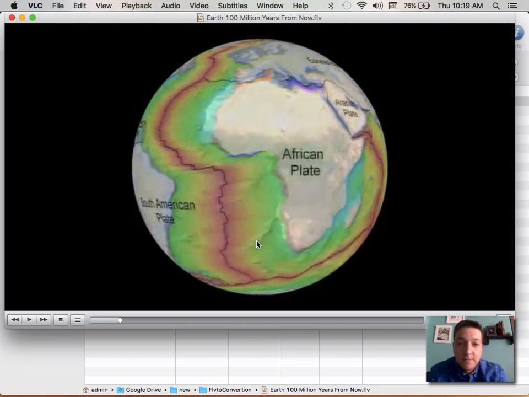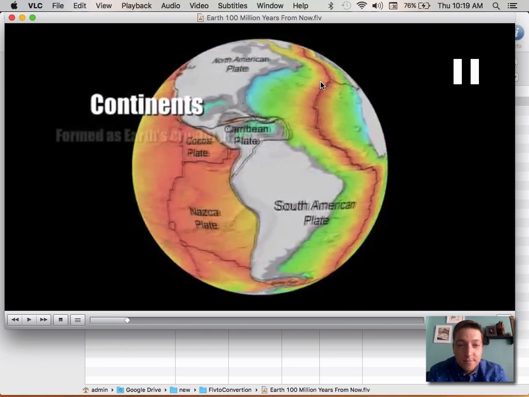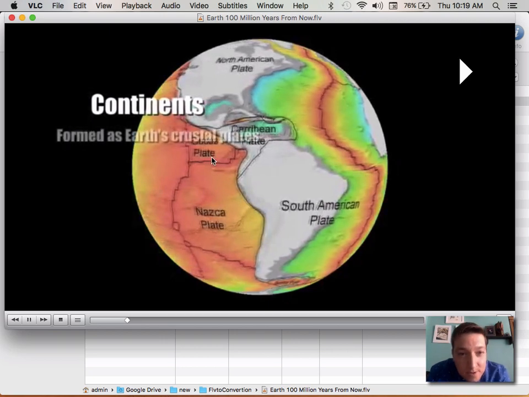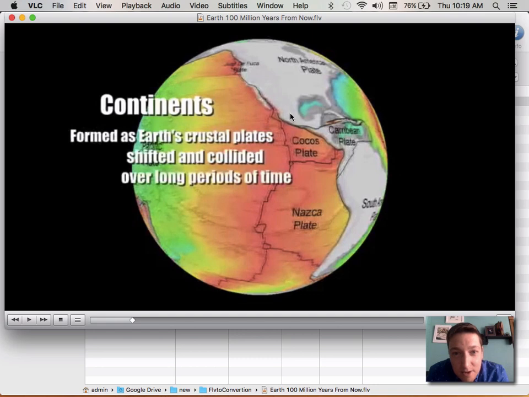So, Africa has a tectonic plate. You see there's an Arabian plate in the Middle East. South America has its own plate, which ends on its west coast. To the west of that is the Nazca plate. There's a Caribbean plate between South America and North America. North America has its own plate. Let's just say the Cocos plate is a little plate under Mexico.